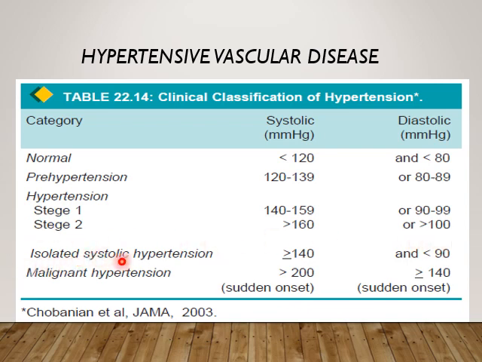Another entity which has to be remembered is isolated systolic hypertension, when there is a persistent elevation in the systolic blood pressure of more than or equal to 140, while the diastolic remains less than 90. Another entity is malignant hypertension, which will be explained in further slides. It is a type of hypertension which is sudden in onset in previously normotensive individuals, with systolic more than 200 and diastolic more than or equal to 140. So the definition and the classification of hypertension should be clear.